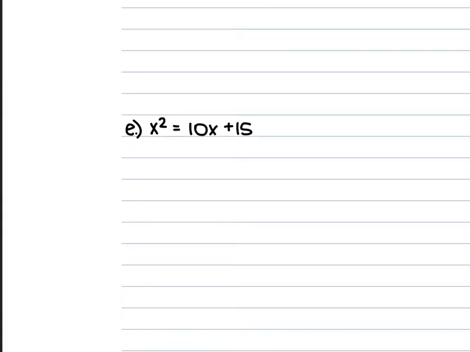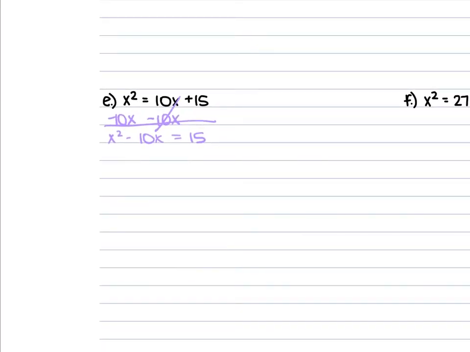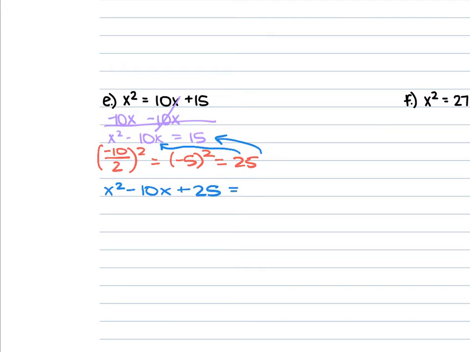For e, we have x squared is equal to 10x plus 15. So we're going to move that 10x over because we want our x's on the same side. We're going to have x squared minus 10x is equal to 15. Our constant is on its own side. So we're going to take the b, which is negative 10, divided by 2, and square it. Negative 10 divided by 2 is negative 5. Negative 5 squared is 25. Add it to both sides. So we're going to have x squared minus 10x plus 25 is equal to 15 plus 25.